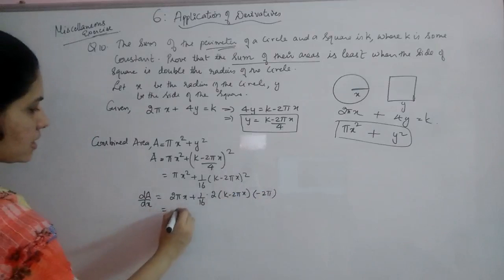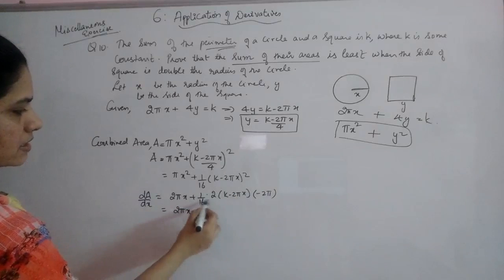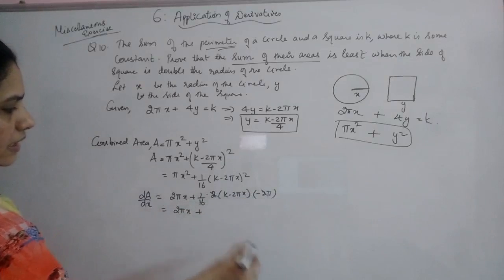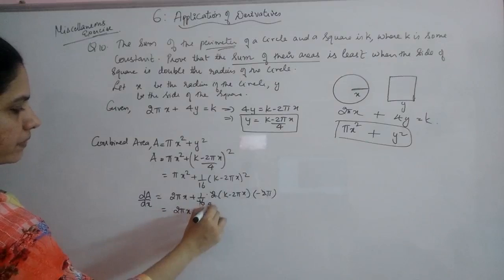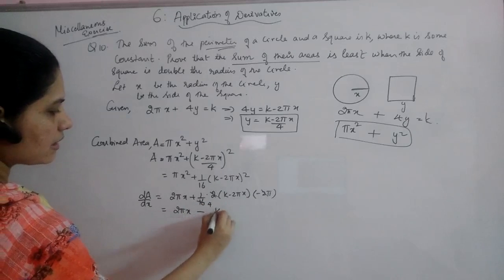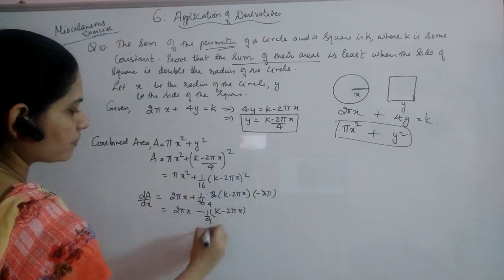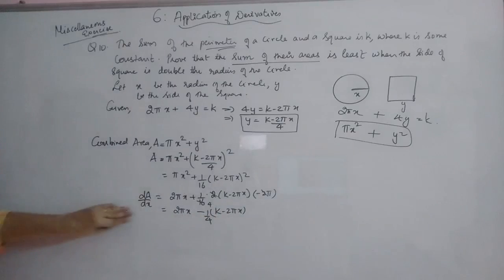Okay, so you are getting 2 pi x plus, here it is 16. So these two will get cancelled. So you are getting 4, again a negative sign, minus (k minus 2 pi x) by 4. Okay, this is the first derivative.